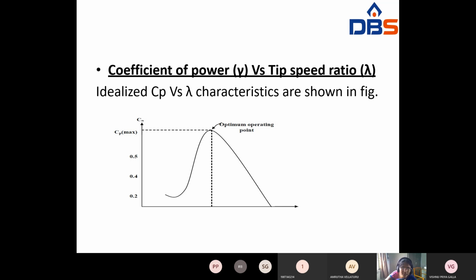And this is the coefficient of power and tip speed ratio. Here you can take the Cp, the coefficient of power, and on the x-axis you can take the tip speed ratio, gamma. These are the curves for the coefficient Cp. At this point you can get the maximum efficiency.